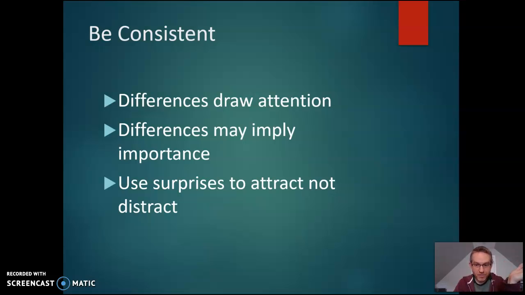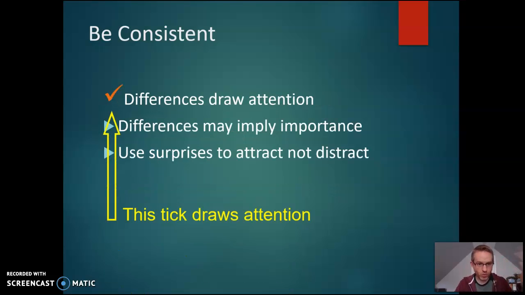Be consistent. If you have differences, they draw attention. You might say, hey, this is important, like when you use yellow to indicate, look here. Surprises should attract, not distract. So right here, look at that tick. Your attention goes right to it.